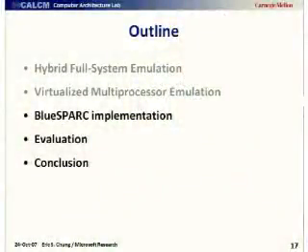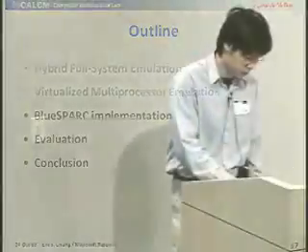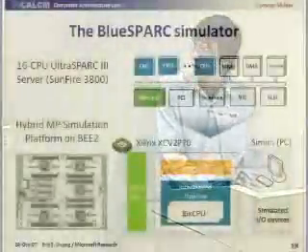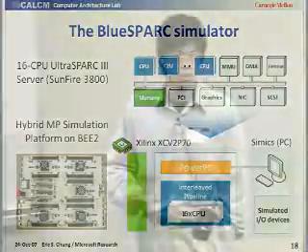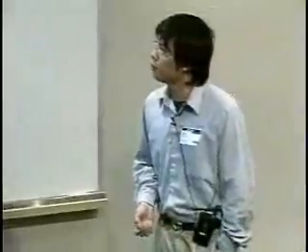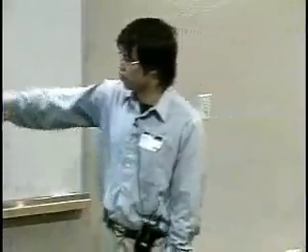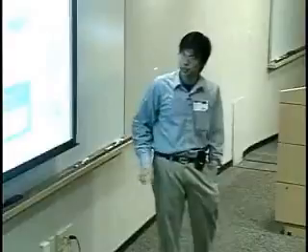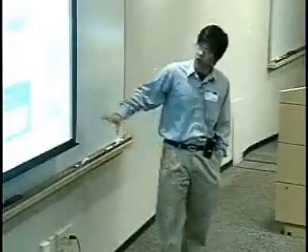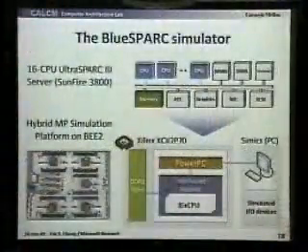Now that I've talked about the conceptual ideas, I want to go into an actual implementation that we've been working on over this last year called BlueSpark, incorporating these two ideas I just presented. We call it the BlueSpark simulator, and it models the functional behavior of a 16 CPU UltraSPARC III server. The platform we're using is the Berkeley Emulation Engine 2, an FPGA board with 5 FPGAs, and we're also using Simics to model the devices for us.